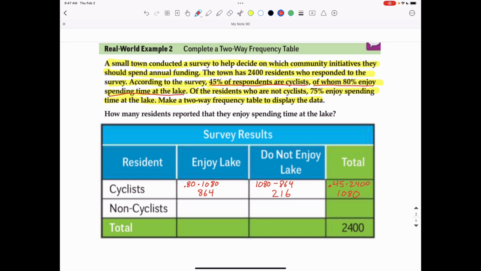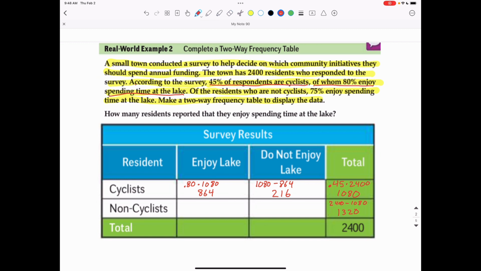Another thing we can fill out is the non-cyclists total. The non-cyclist total is this green box right here. So the non-cyclists would be the 2,400 total respondents minus the 1,080 that are cyclists. So 2,400 minus 1,080 would give us 1,320 non-cyclists.